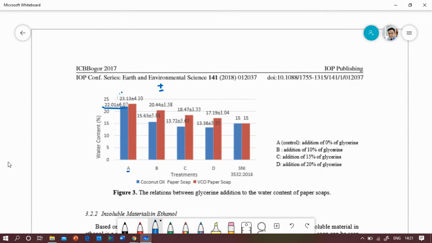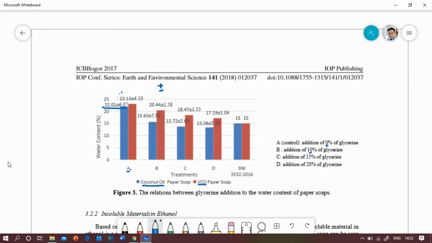Take a look at the A in here. This bar graph is actually the relation between glycerin addition to the water content of paper soap. The A will be zero glycerin added, the B will be 10%, and so on and so on. Let's see the A. When there is no glycerin added, the blue one is the soap that is produced by using coconut oil. And then the red is from VCO, virgin coconut oil. Both of them are soap, but the substance is different.